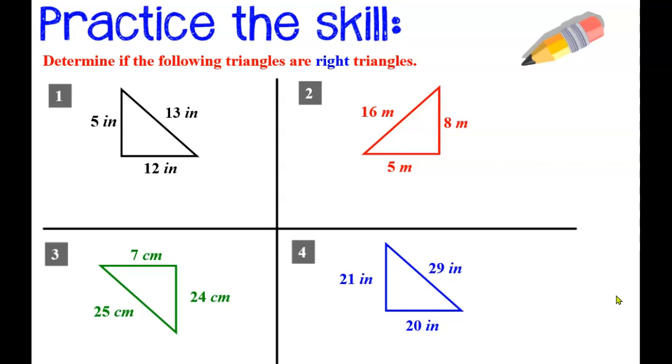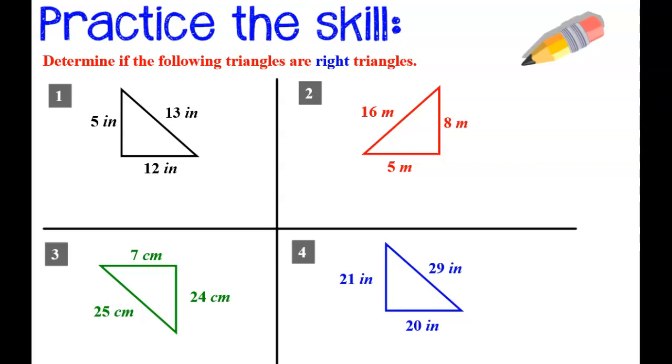All right, I think you've got the hang of it. Try these 4 questions on your own. Determine if the following triangles are right triangles by using the Pythagorean theorem. I'm going to ask you to share your work on your worksheet afterwards. Pause the video now.